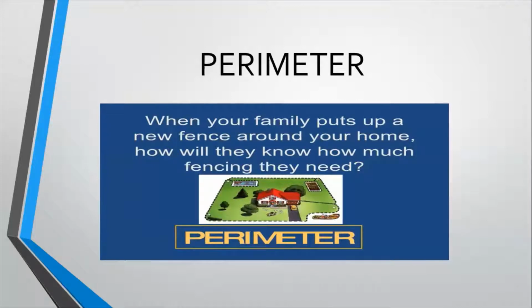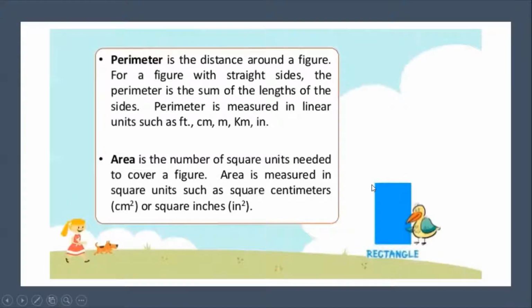I just want to see pencils and pens in your hands so that you can do it. Okay, again, a definition of perimeter. Perimeter is the distance around a figure. For a figure with straight sides, the perimeter is the sum of the lengths of the sides. That is what I was telling you, that you are going to measure all the lengths of the sides. I was giving you the example of this register, that you are going to add all of its four sides, and you will get the perimeter.